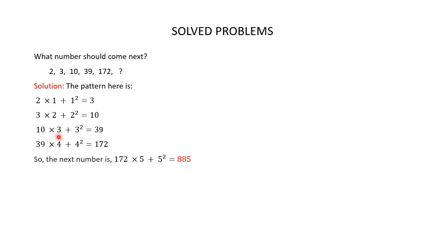When you look at these numbers, you'll notice that the number is increasing by 1. 1, 2, 3, 4. So the next number will be 5. Similarly, the squares are also increasing. 1 squared, 2 squared, 3 squared, 4 squared. So next will be 5 squared. So to get the next number, it will be 172 multiplied by 5 plus 5 squared, which is 885. So 885 will come after 172.